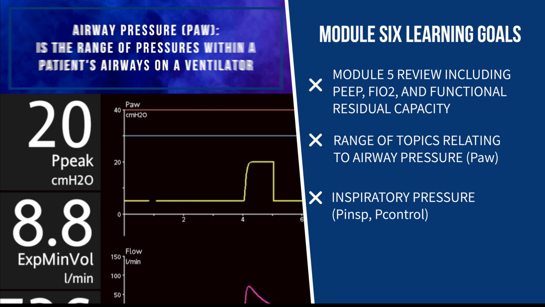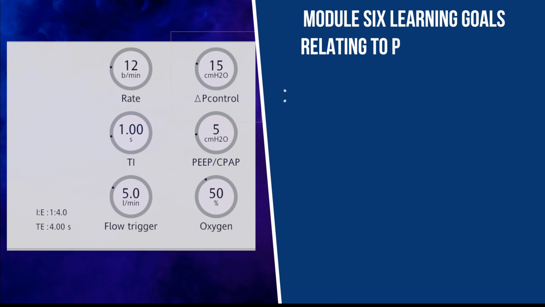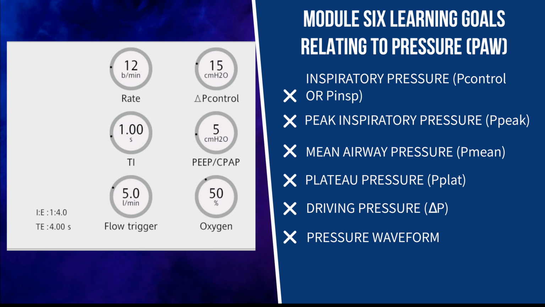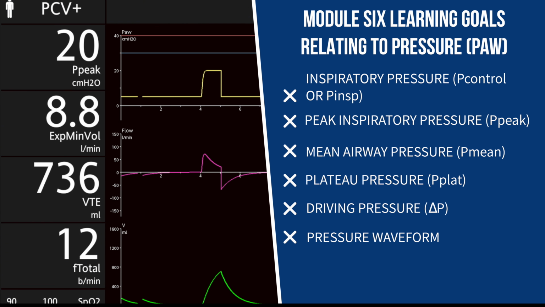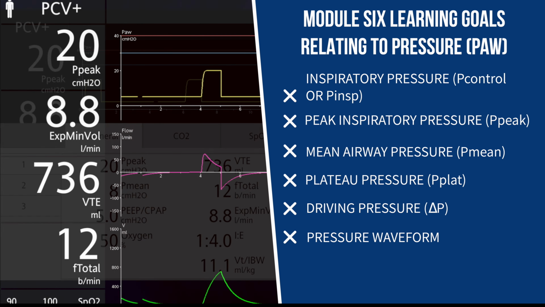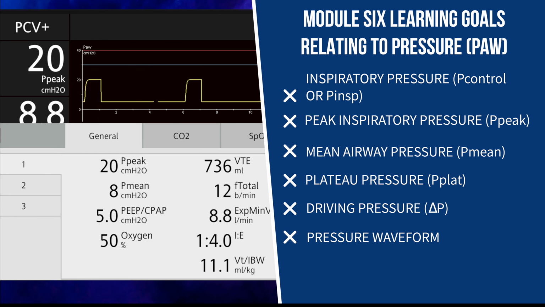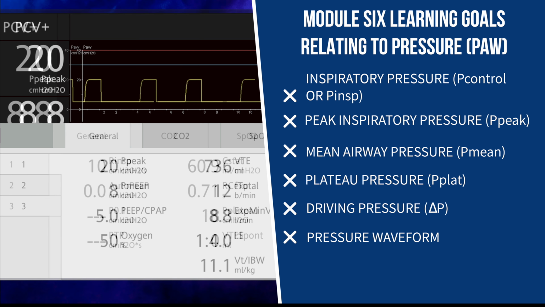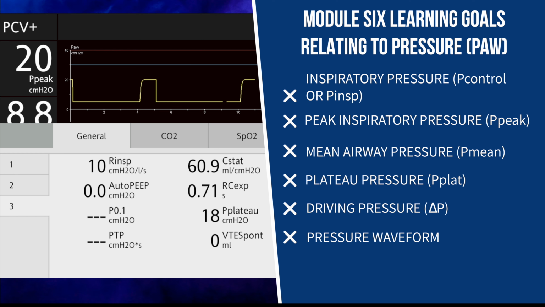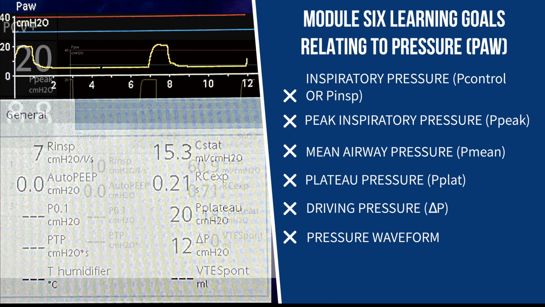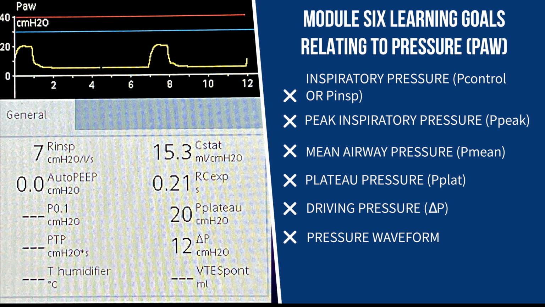Airway pressure encompasses inspiratory pressure, abbreviated P control or P-insp, peak inspiratory pressure, abbreviated P-peak or PIP, mean airway pressure, P-mean, plateau pressure, abbreviated P-plat, and driving pressure, delta P.